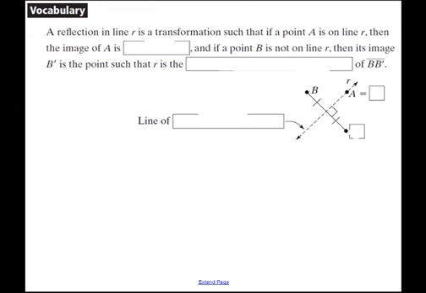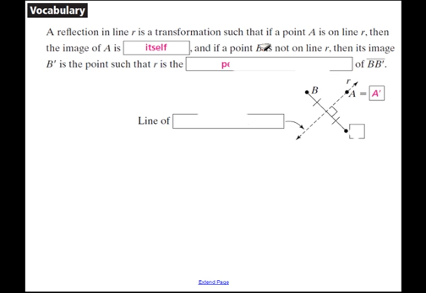Okay, as I mentioned, in the workbook, they give kind of a crazy definition, and I know it's going to confuse some people, but let's work through it and see exactly what they're talking about here. It says a reflection in line R is a transformation such that if a point A is on line R, then the image of A is itself, right? So here's point A, and if you're reflecting in line R, point A is point A, right? The image and the pre-image are exactly the same if the point lies on the line of reflection.